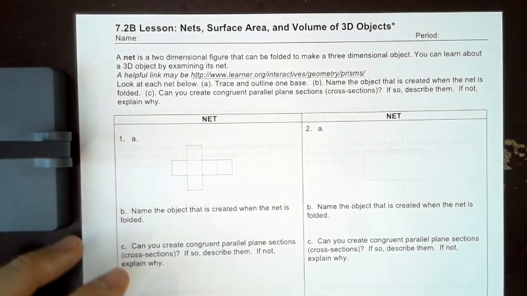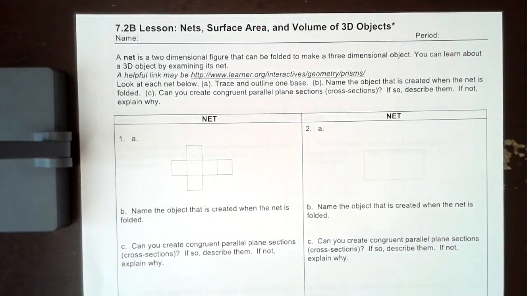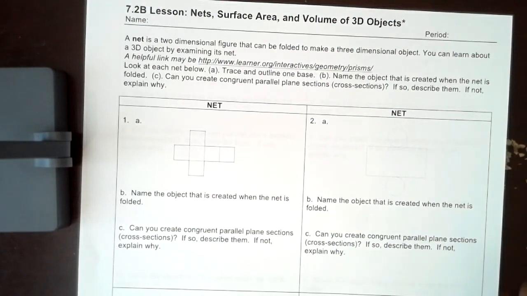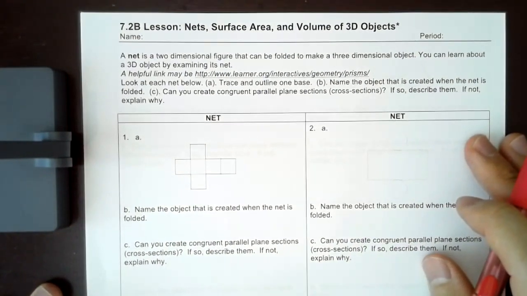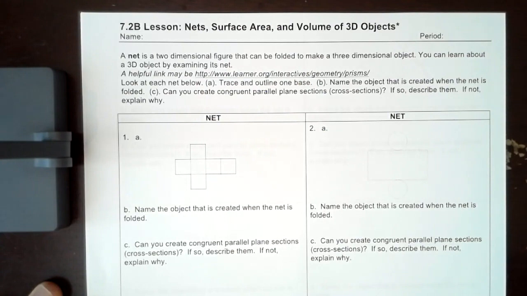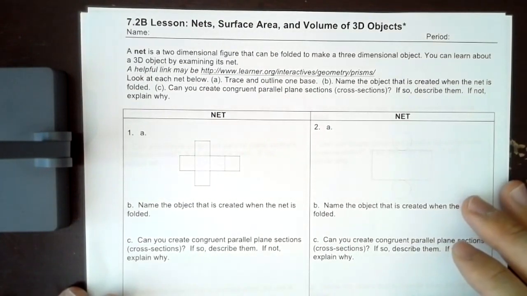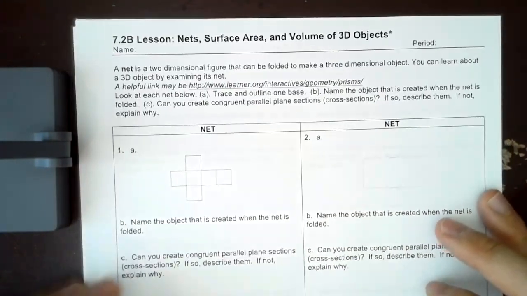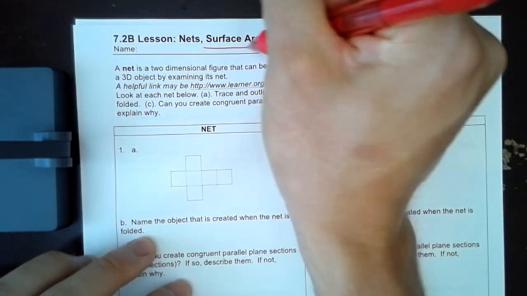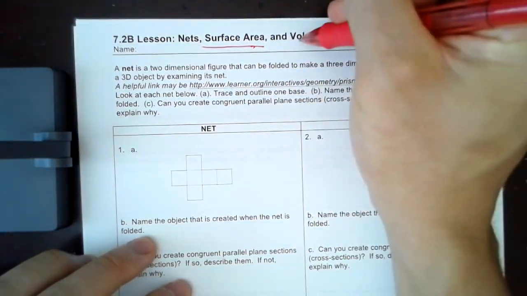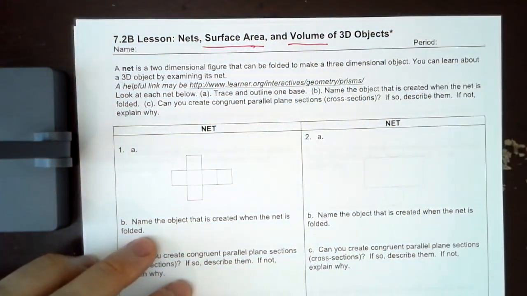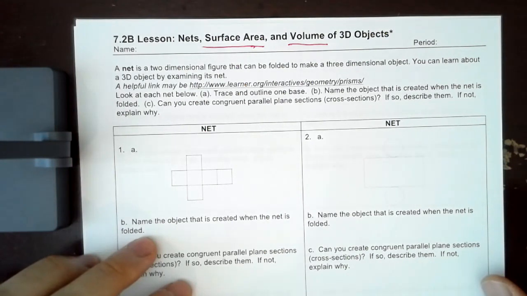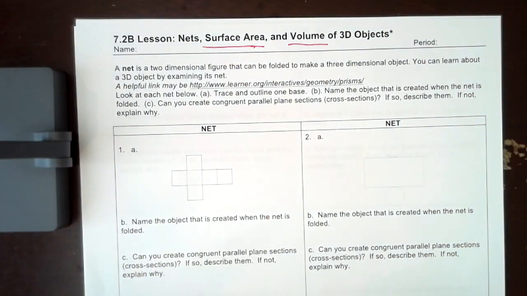All right, class. So today we'll be learning the 7.2b lesson. It is on nets, surface area, and volume. And these two concepts, surface area and volume, are very, very important because this is one of the main things that we teach in this year, in this course. So just make sure you pay close attention to this lesson.